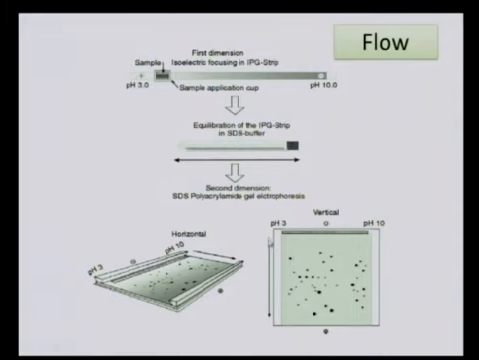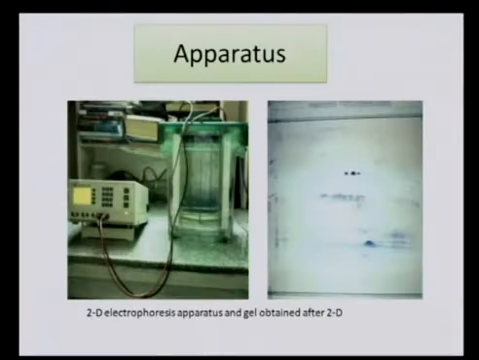Now this movement is towards the vertical direction, whereas the first one is towards the horizontal. These spots which you are able to see here on this picture are nothing but the individual proteins which have been separated by using this 2-dimensional electrophoresis. Here you can see in this image how the apparatus looks like.